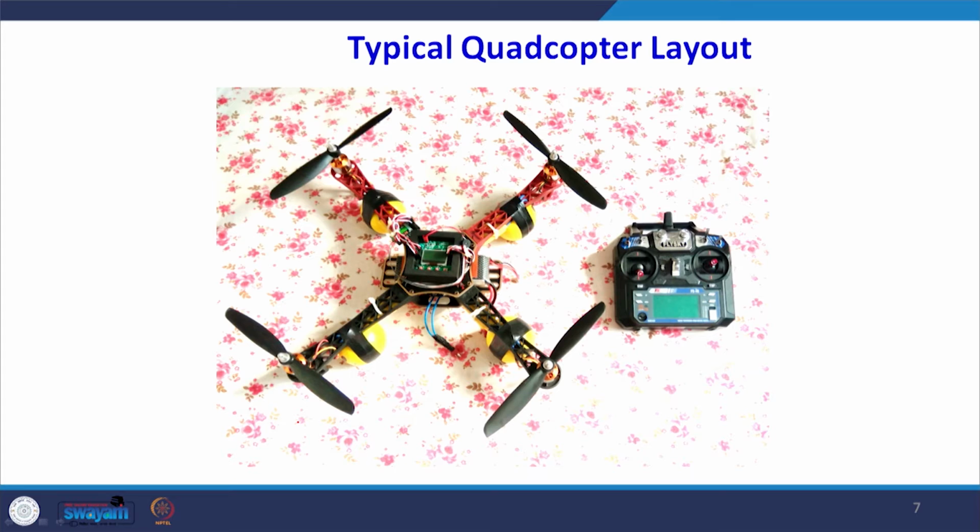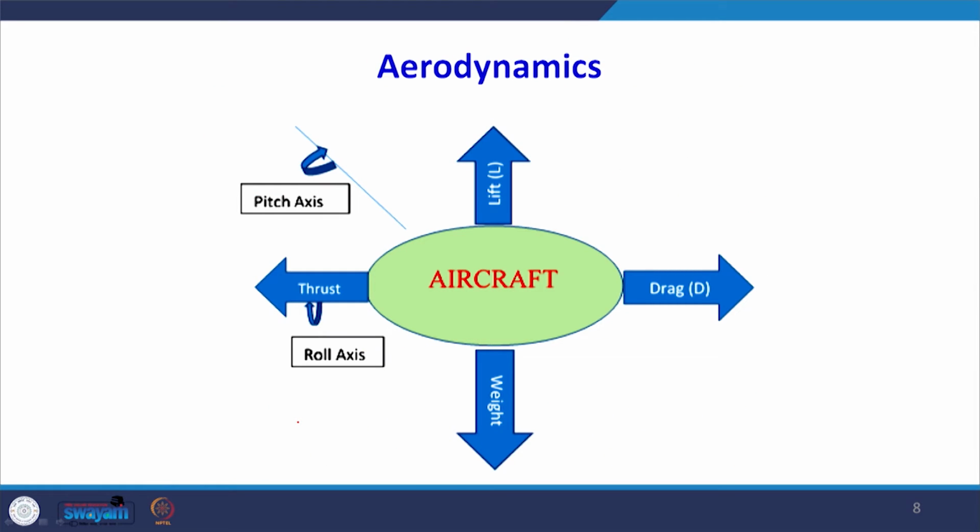and students as a hobby, they have developed in many of the institutions different types of drones. Now, if we have to understand the aerodynamics part, this is very, very important. There is lift in the upward direction of the aircraft, then there is a weight which will act downward, and there is a thrust and there is a drag.